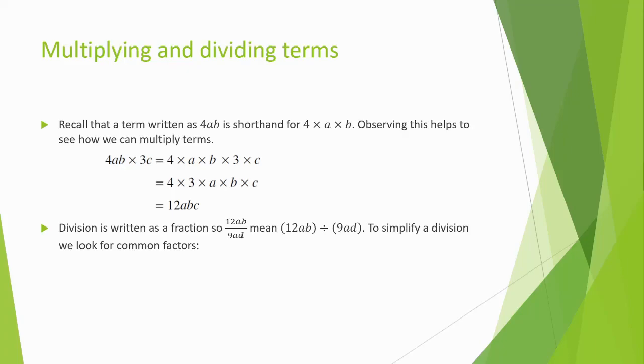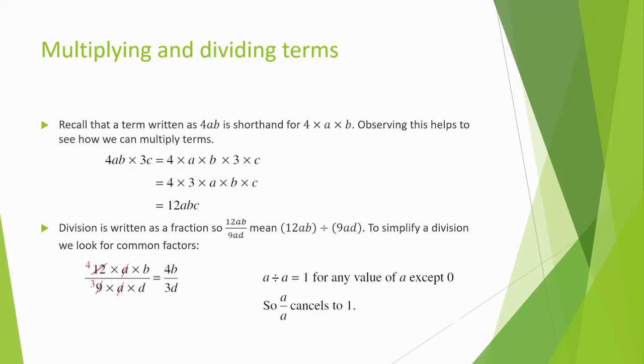Now, just remember that anything divided by itself is always 1, except if that anything was 0. So if we see the same variable or the same pronumeral at the top and the bottom, we can cancel those out and it becomes 1. So in my example here, the 12ab over 9ad, the 12 over 9 simplifies to 4 over 3. The a's cancel out and what's left is b and d. So what we've got is 4b over 3d.